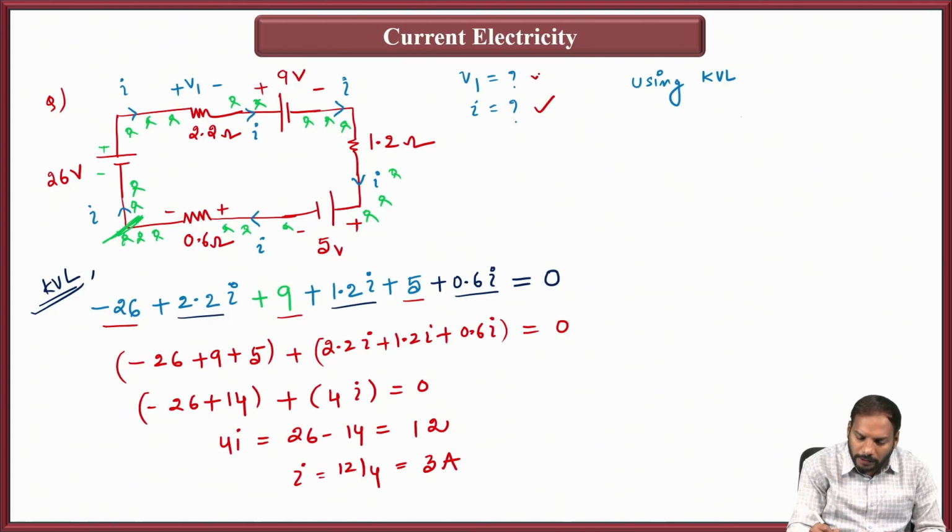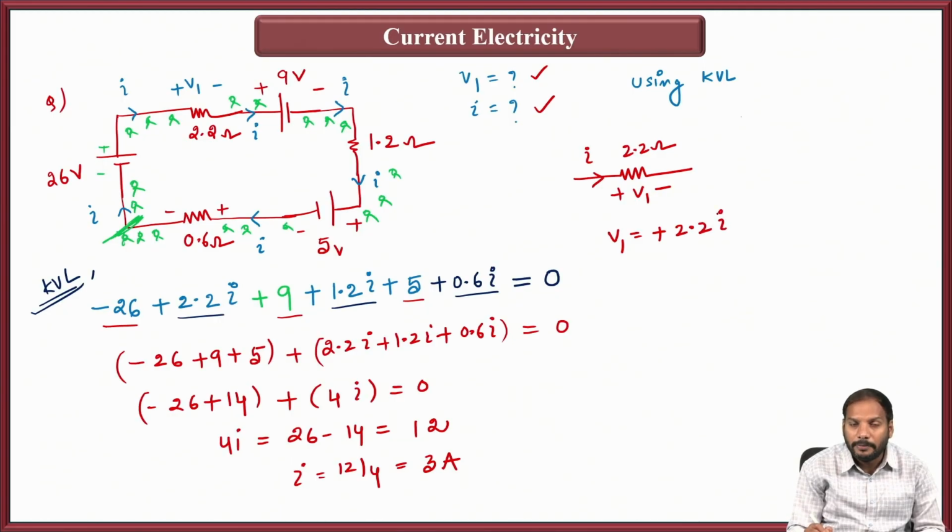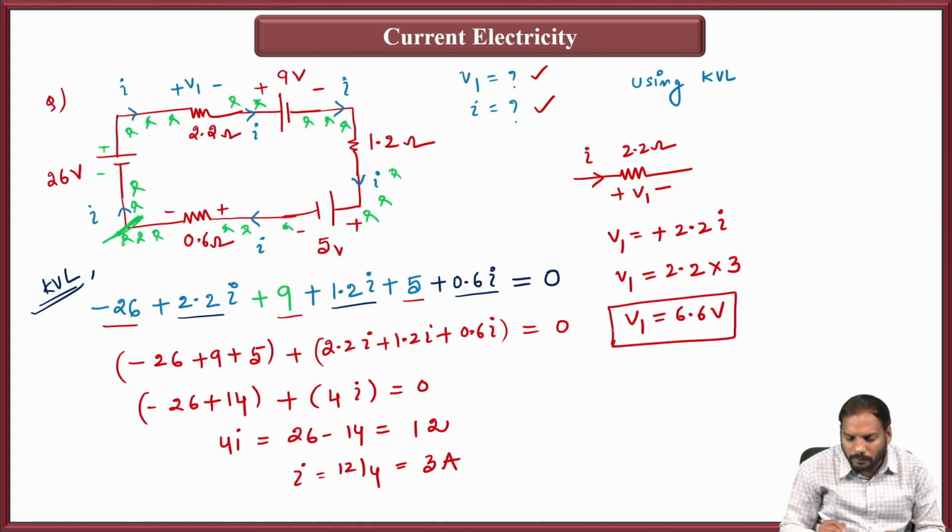Now the unknown parameter is only V1. How will you calculate the value of V1? V1 is the voltage drop across the 2.2 ohm resistor. So this is a 2.2 ohm resistor, and the voltage drop across this is V1. It is very simple. The current is entering the positive terminal, so V1 is equal to plus 2.2 into I. So this is very, very important. So V1 is equal to 2.2 multiplied by 3 amperes. So the voltage drop across this is simply 6.6 volts.